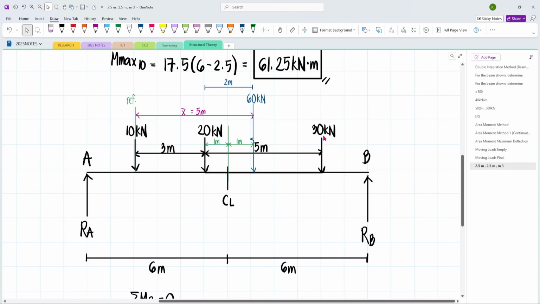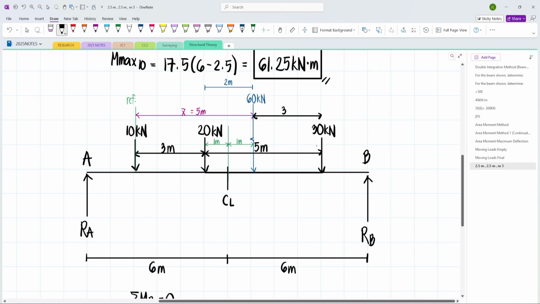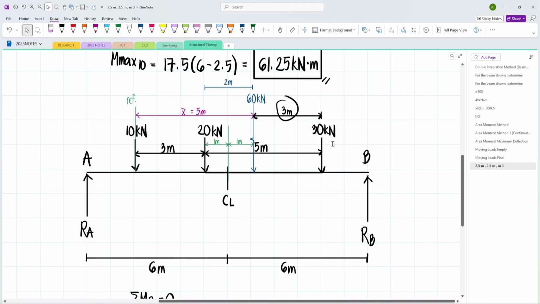Then, for the 30 kN load naman, we have, ito, 1 meter yan. Tas, ano yung remaining distance? Ito. Diba, this remaining distance is 3 meters. 5 plus 3 meters. Ayan. So, kapag 3 meters yan, 3 plus 1 is equal to 4, lesser than 6. So, pasok din yung 30 kN load.